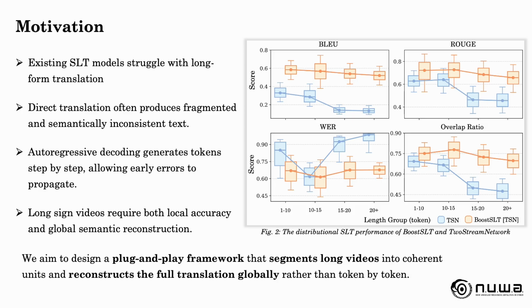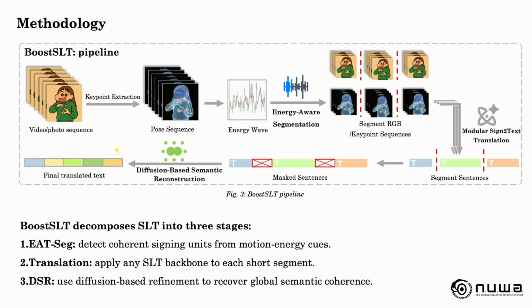Therefore, we want to use BoostSLT to keep the scalability of current translation, but also improve the temporal structure and the global meaning of long translations. So we break the task into three stages: segmentation, translation, and global reconstruction.